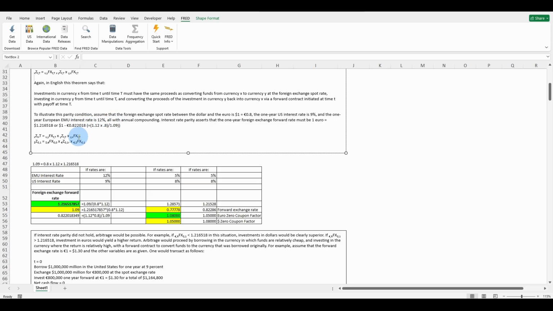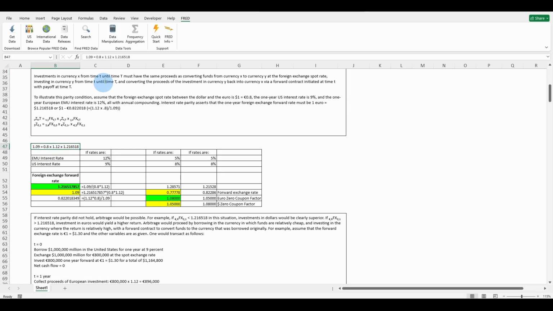Here we have these two formulas. What does it look like? This is what we just absorbed right here. 1.09 equals 0.8. So we have this EMU rate. We use 12 and 9. If rates are 5%, and if rates are 8%.